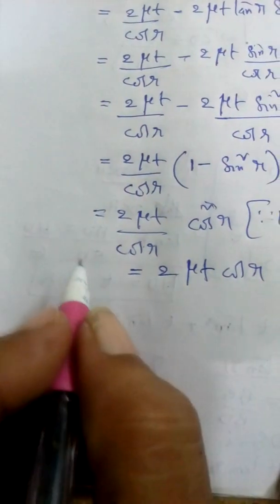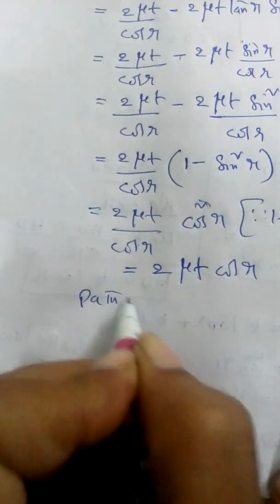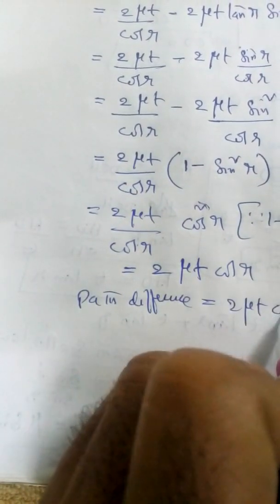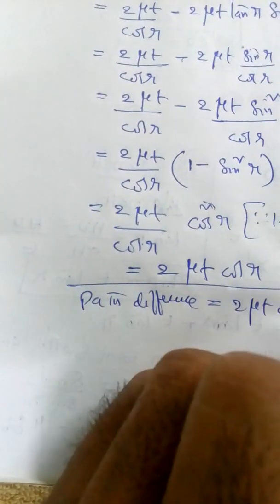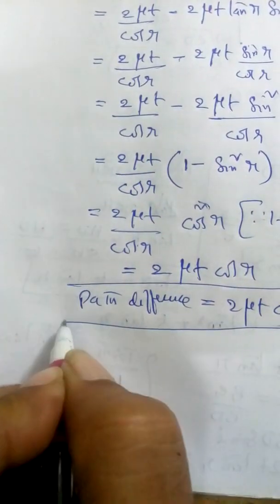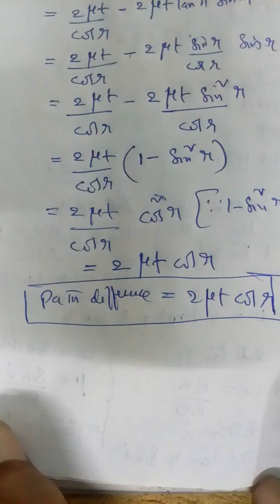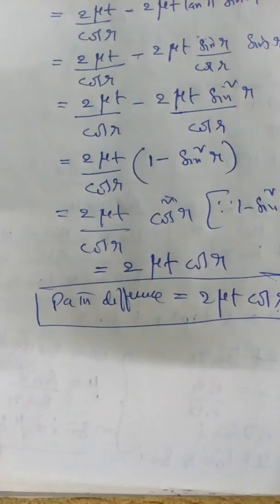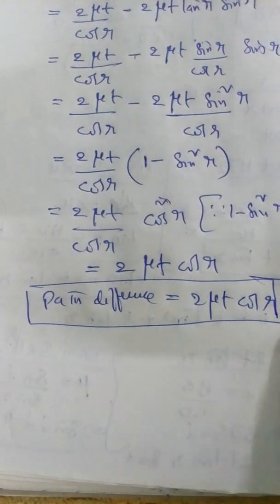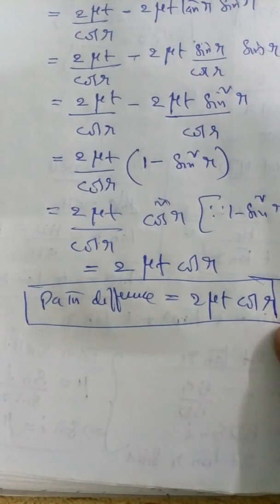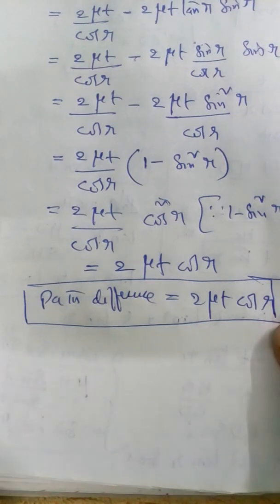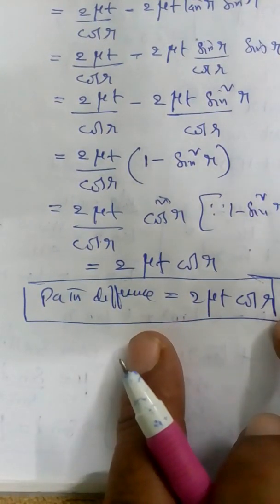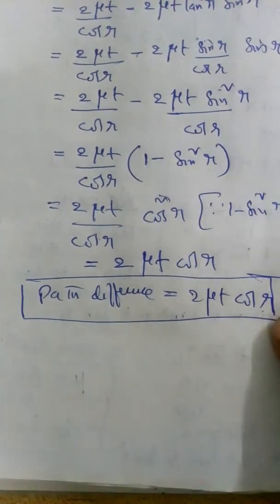So this 2 mu t cos r is the path difference. 2 mu t cos r. This is the expression for path difference in thin films where interference fringes are formed. This is also known as cosine law. Please remember, this is also known as cosine law. This expression is very important. Here we have to understand few points. Let me go for that.